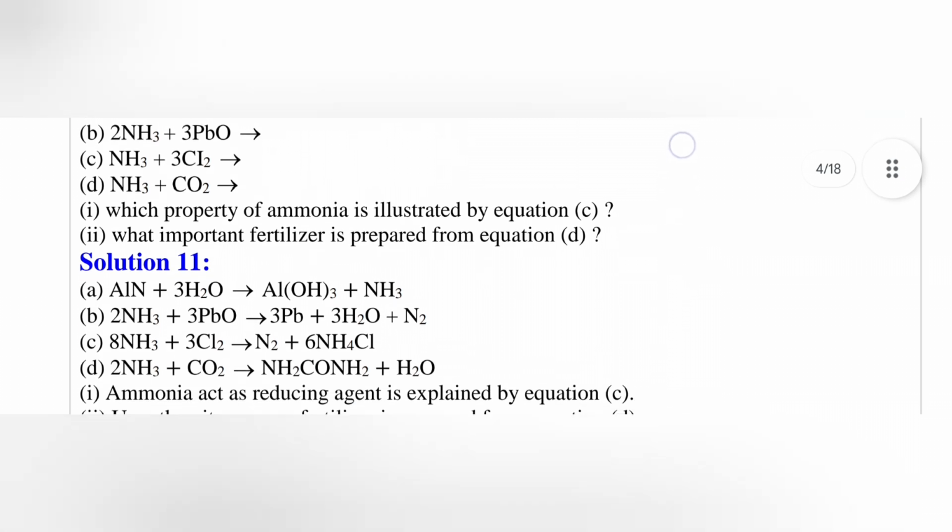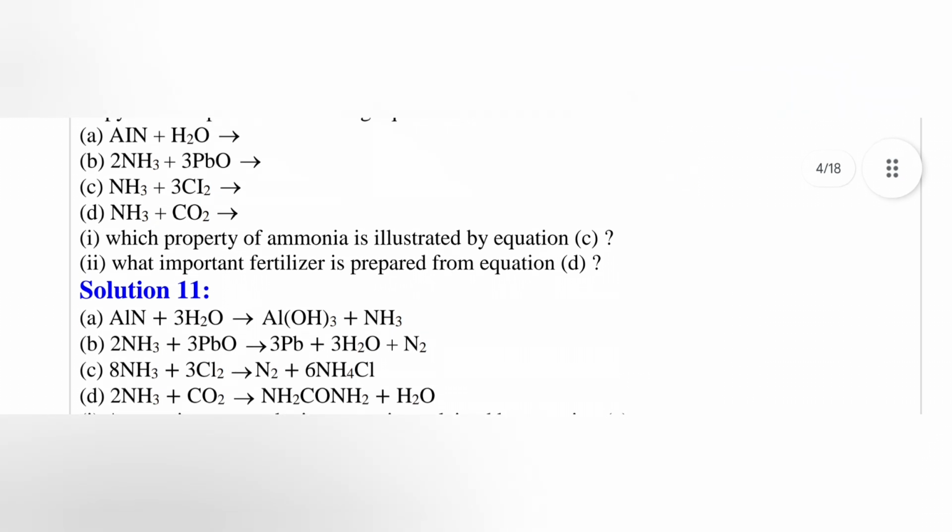This is aluminum nitride. When aluminum nitride reacts with water, it gives aluminum hydroxide plus ammonia. This is the preparation of ammonia. B, C and D are the chemical properties of ammonia, in which ammonia reacts with lead oxide and gives lead, water and nitrogen. In excess ammonia, chlorine gives nitrogen plus ammonium chloride.